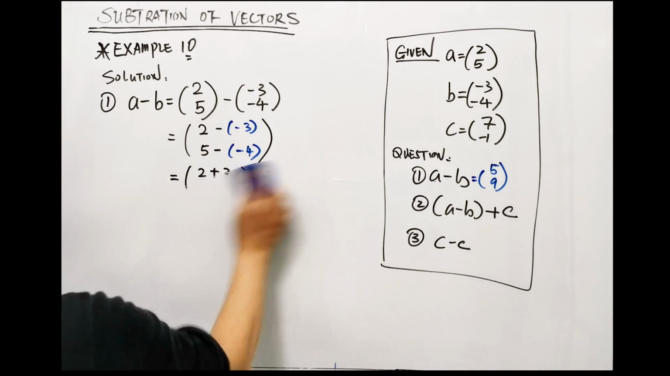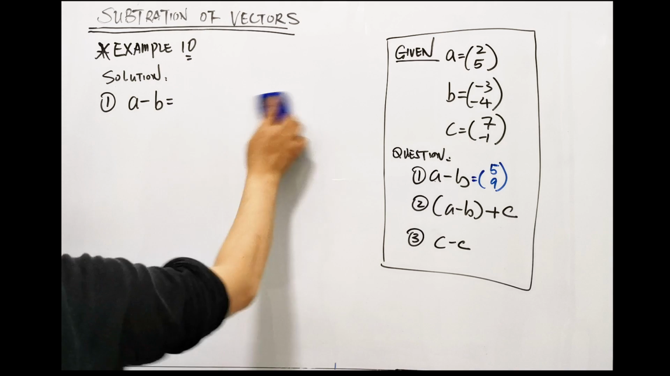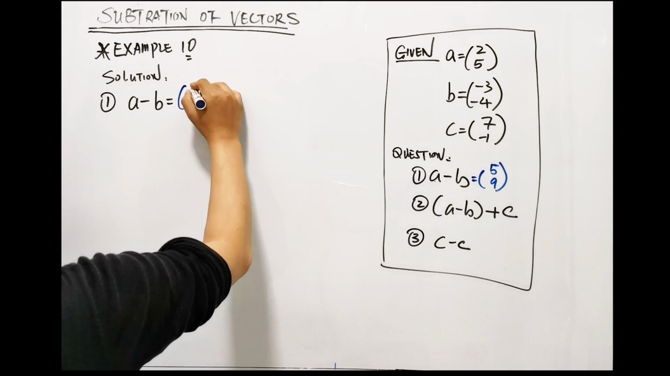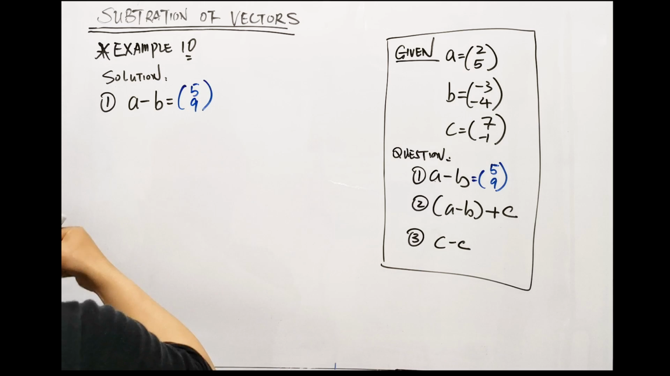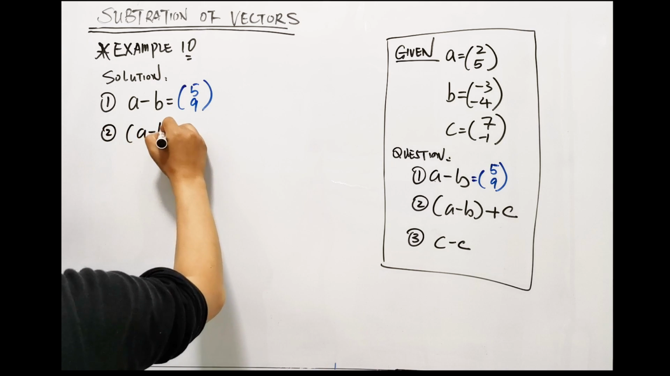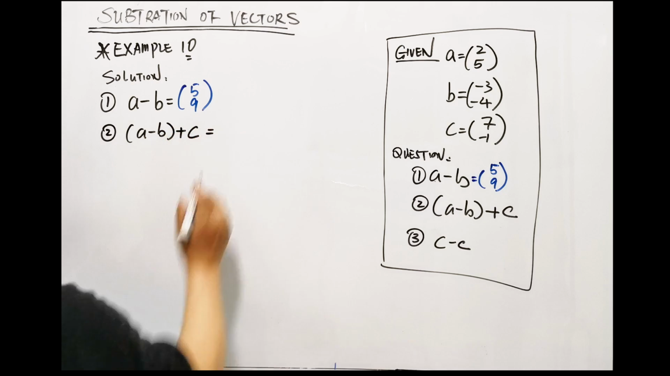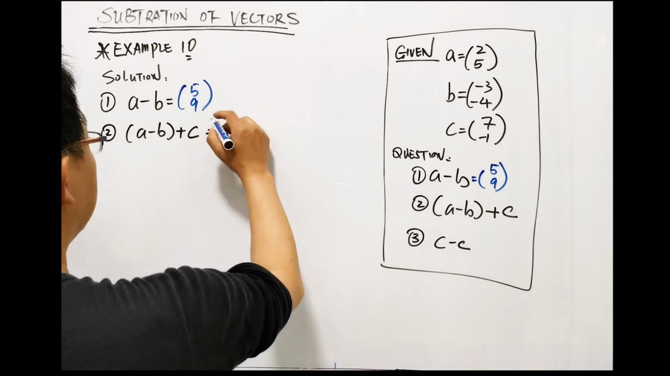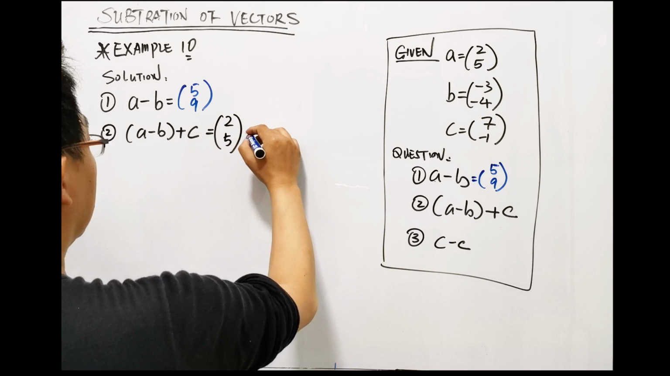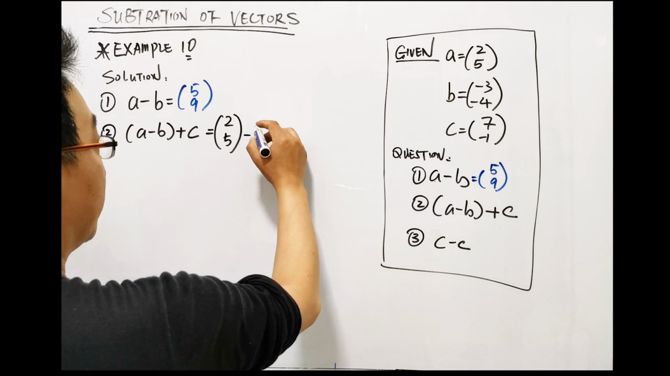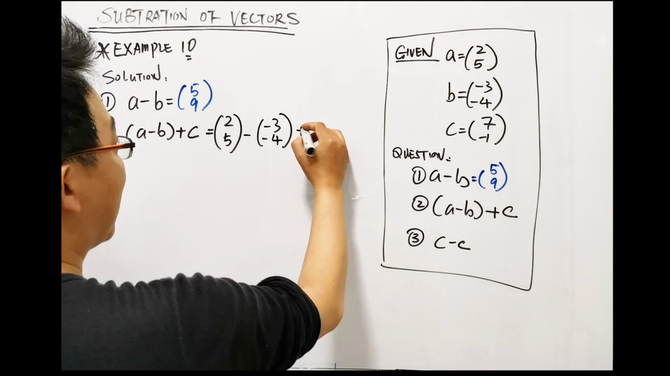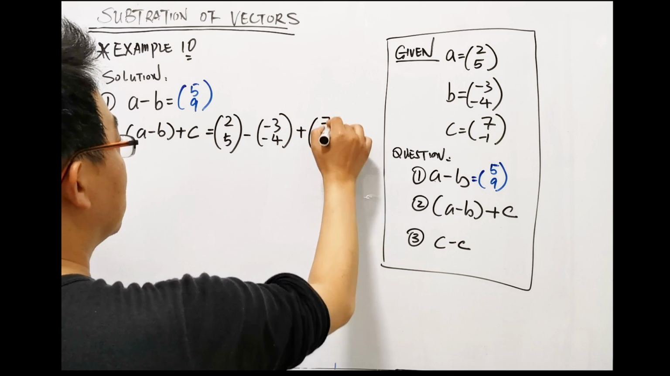Okay, let's continue. We can also write the answer here. Okay, second one is A minus B plus C, right? So from here we can write the same thing. We bring all those values, minus 3, minus 4, plus C, 7 and minus 1.